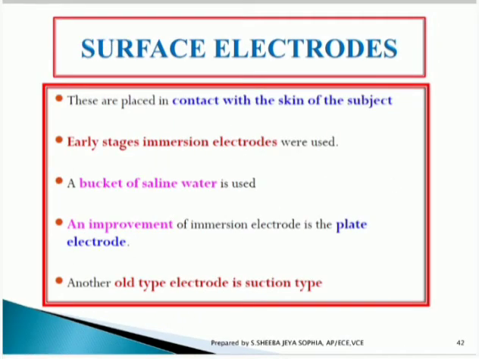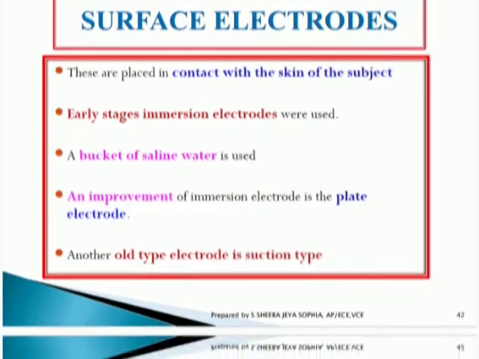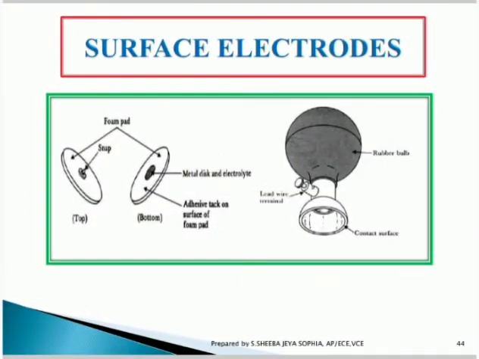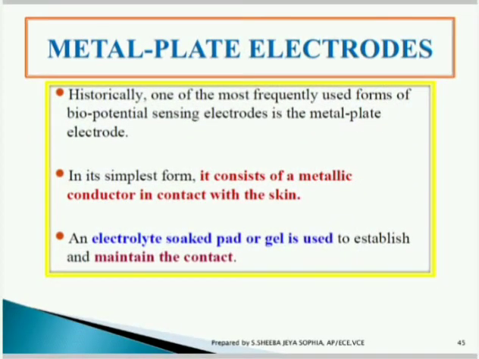Surface electrodes are placed in contact with the skin of the subject, that is, the human body, and a bucket of saline water is used in the immersion electrode. An improvement of the immersion electrode is the plate electrode. The surface electrodes are majorly used when we are measuring parameters related to the skin surface area. Here you can see the diagrammatic representation of immersion electrodes and suction type electrodes, which are recently used in many medical applications.